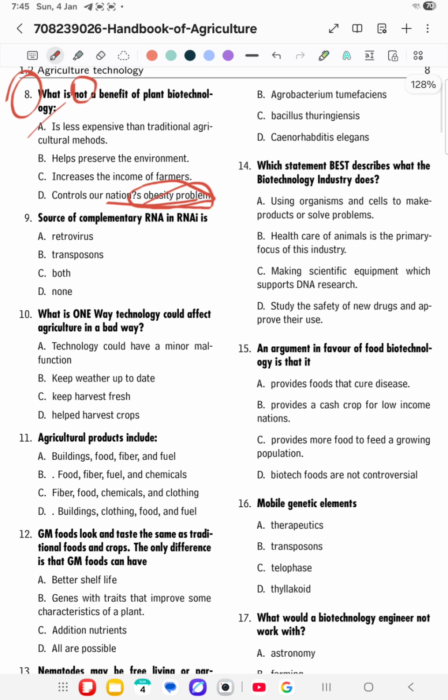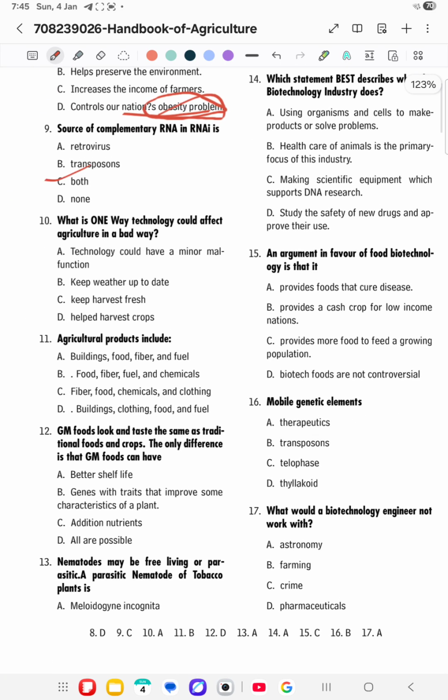Source of complementary RNA in RNAi is retrovirus, transposons, both, or none. Both, C for question 9. Yes. What is one way technology could affect agriculture in a bad way? Technology could have a minor malfunction, keep weather up to date, keep harvest fresh, help the harvest crops. I don't have any knowledge. Technology could have a minor malfunction.